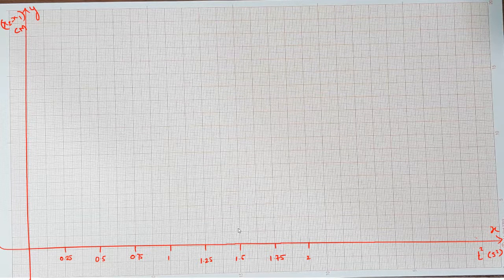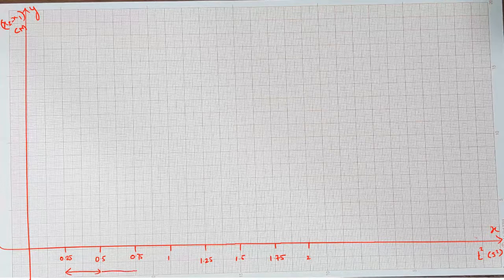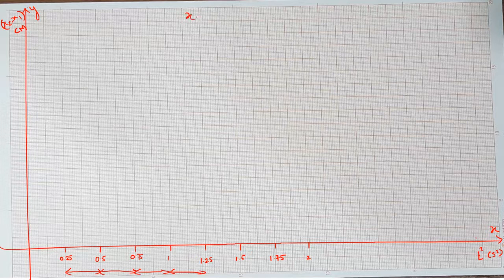Now, what is meant by regular interval? You can see here, my dear, what is the difference between these two numbers? If you subtract 0.25 from 0.5, you will get 0.25. So the difference between these two is 0.25. Likewise, the difference between these two is 0.25. The difference between these two will be 0.25. This will be 0.25. That means my x-axis interval is 0.25. So you have to follow the regular interval.